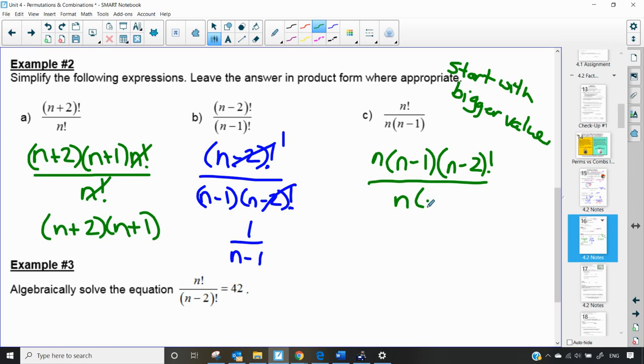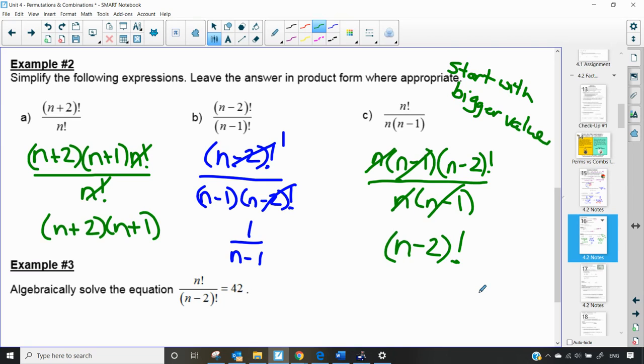And then on the bottom, I've got n and n minus 1. So my n's are going to cancel. My n minus 1's are going to be canceled. And I'm going to be left with n minus 2 factorial. So that's how we break down the expressions.